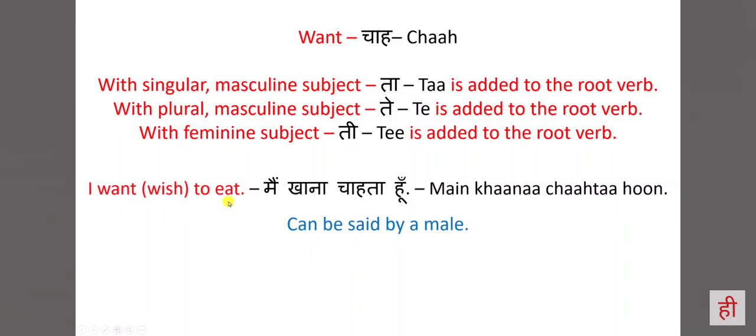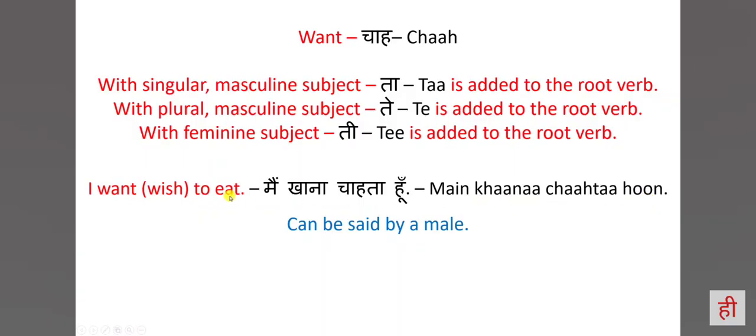I want to eat in Hindi is मैं खाना चाहता हूँ. मैं is I. खाना is to eat. Chahta is want. Hoon is the be verb representing the tense.